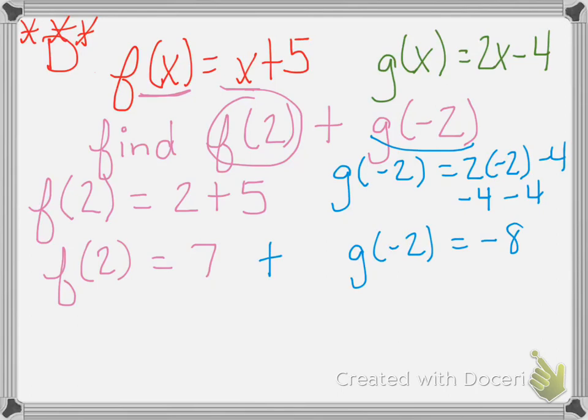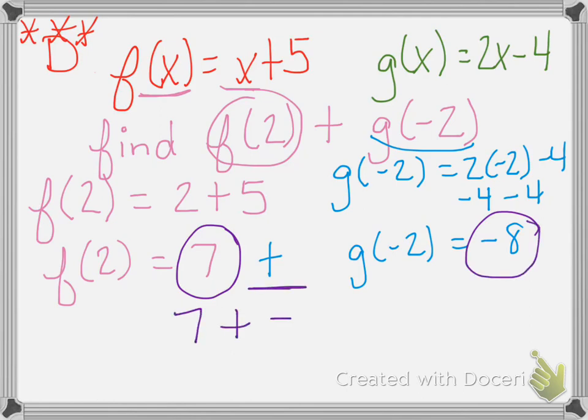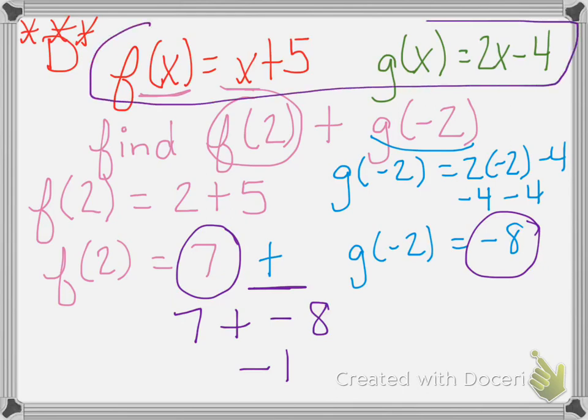So now we look at what we have accomplished from these two, and we have 7 and a negative 8, and we were adding together, so 7 plus negative 8 is equal to negative 1. So when we're trying to find what f of 2 plus g of negative 2 is, with these rules as our f of x and our g of x, then we know our answer is negative 1. So there's your 3 star.